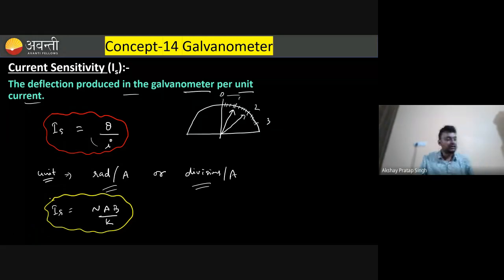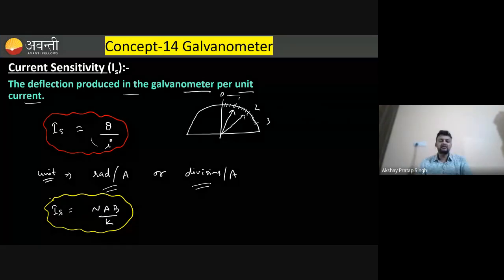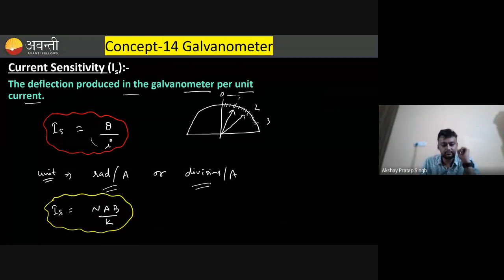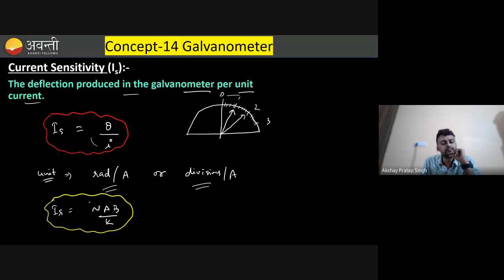Now, current sensitivity can be increased. You know that it should be high. The current sensitivity of a galvanometer should be high, but how can it be increased? So you can see, from this relation, can anyone tell me how the current sensitivity can be increased? Very simple question I'm asking here. How can it be increased? Anyone who wants to answer?